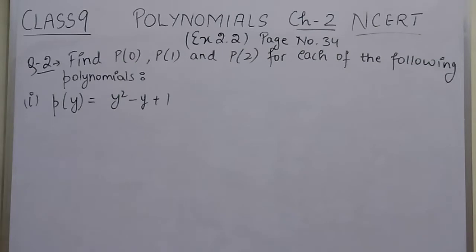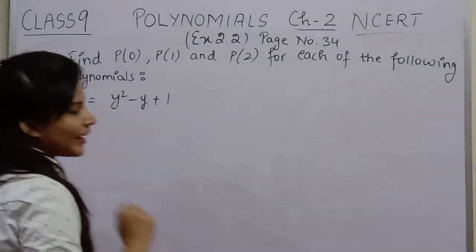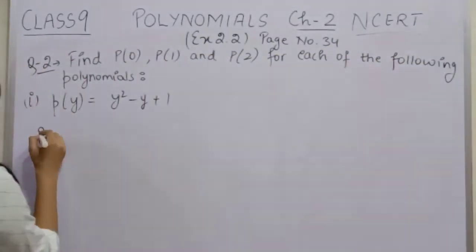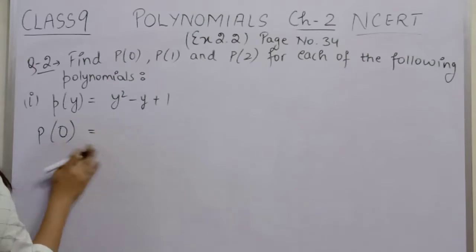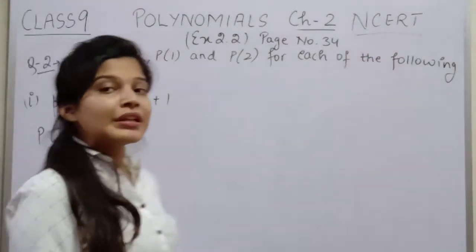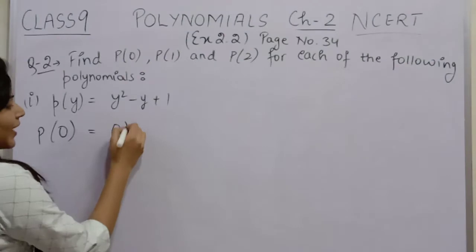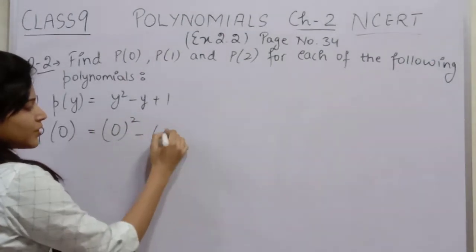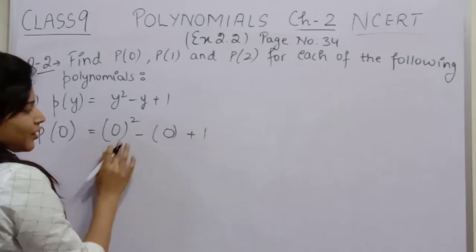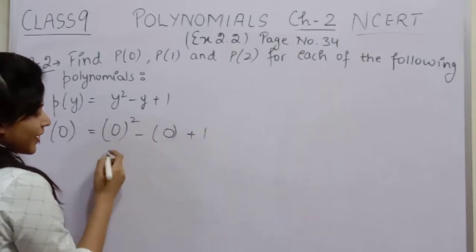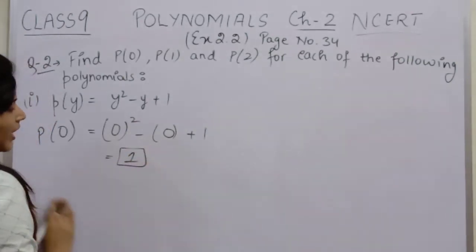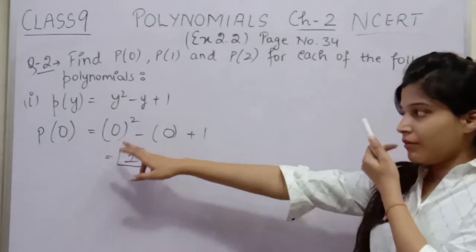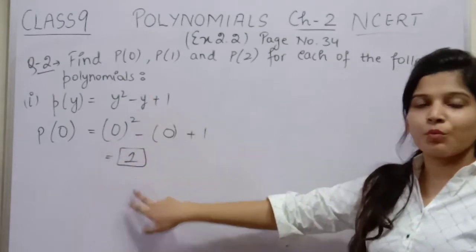So first part is y square minus y plus 1. First let's calculate P0. So P0 means at the place of y now we have to put 0. So in place of y, 0 square minus 0 plus 1. So 0 square is 0, 0 minus 0 again 0. So I think 1 is the answer. Correct? Okay. So at P0 this polynomial will be 1.